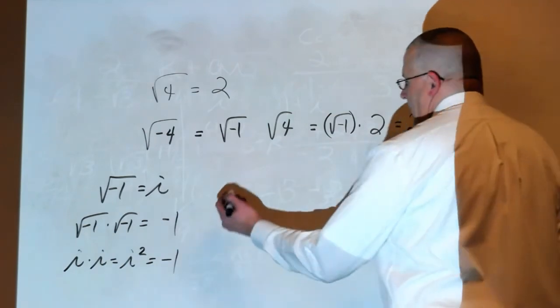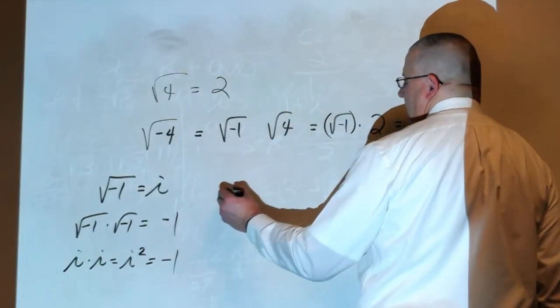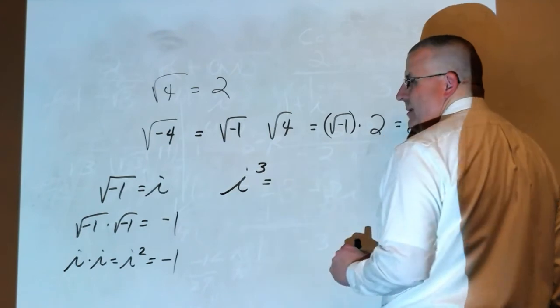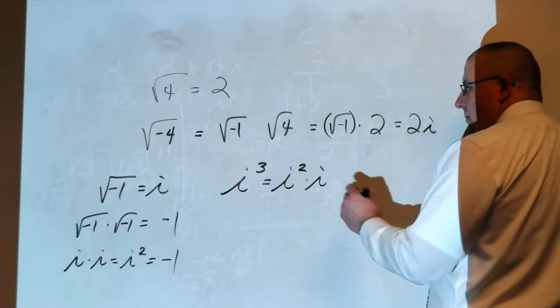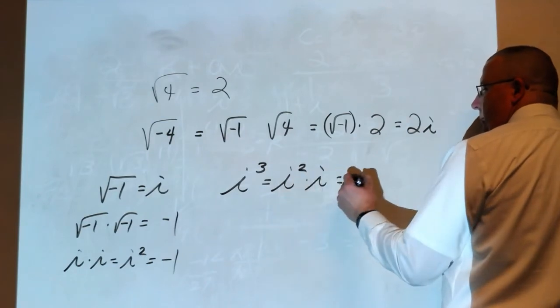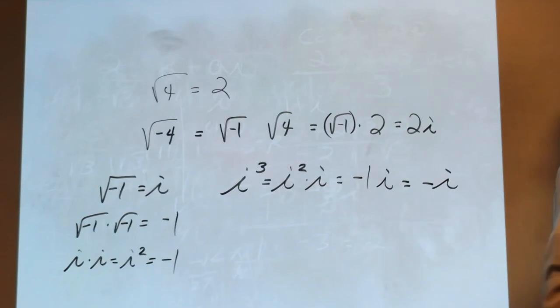Now watch. I'm going to do at least up to the power 4. It's kind of a fun one. i to the third, well, that's the same thing as i squared times i, right? But i squared is equal to what? Negative 1, and that's just simply a negative i.